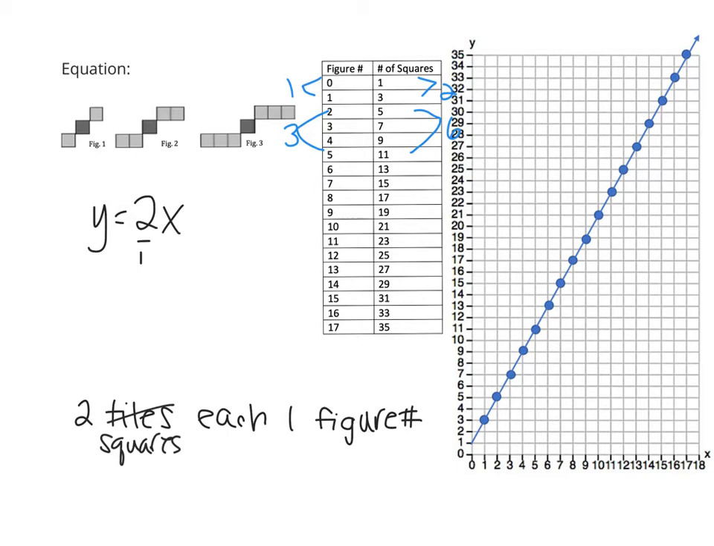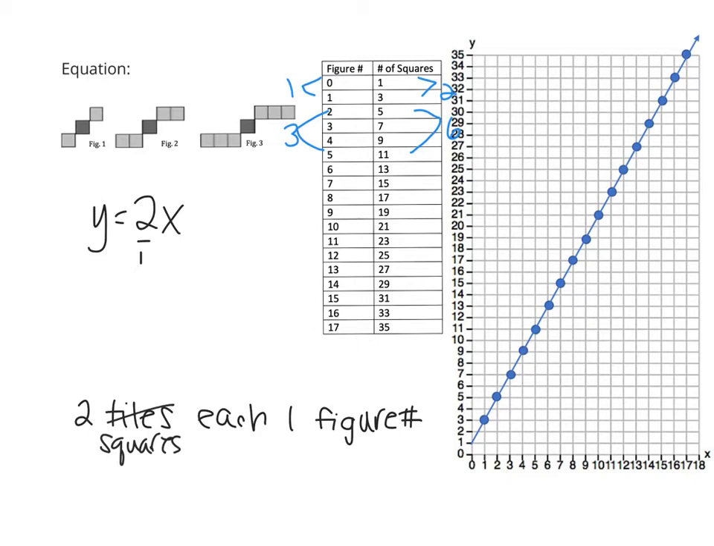For each one, figure number would be a better way to describe that. That fits. Now, here's the problem. I can't just say y equals 2x. Why? Well, because if I plug in 0, 2 times 0 doesn't give me 1. And if I plug in 1, 2 times 1 doesn't give me 3.